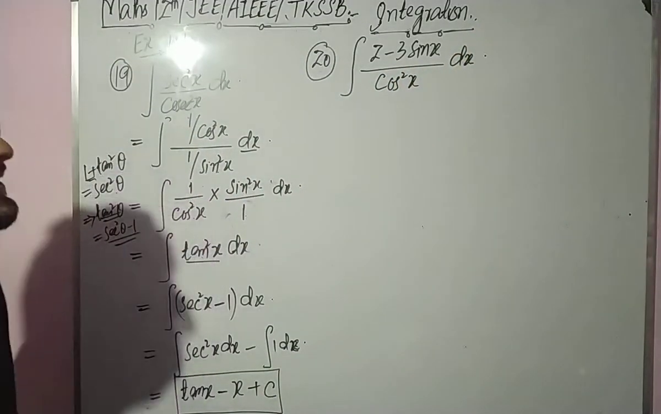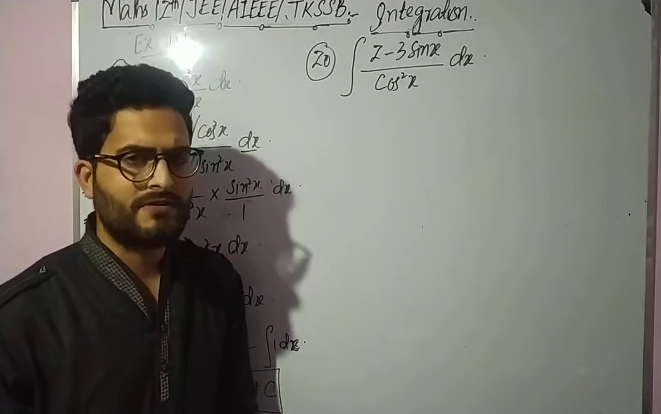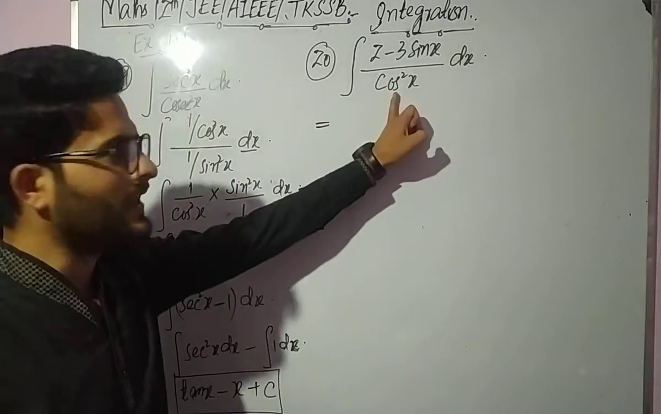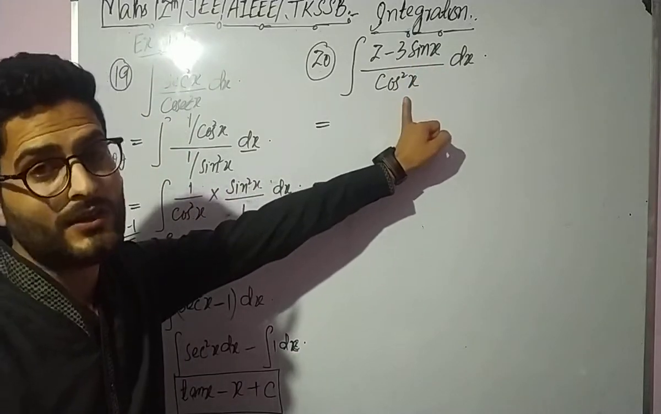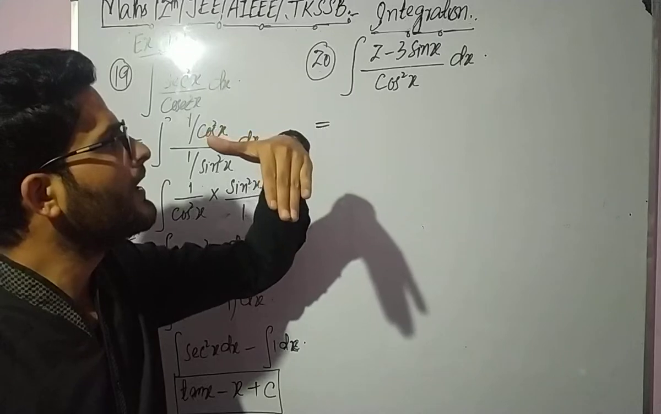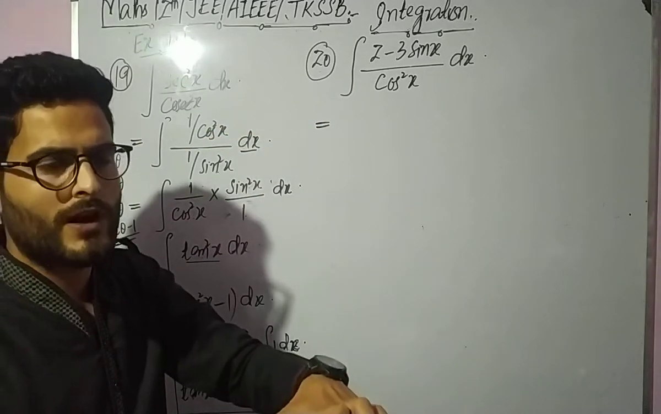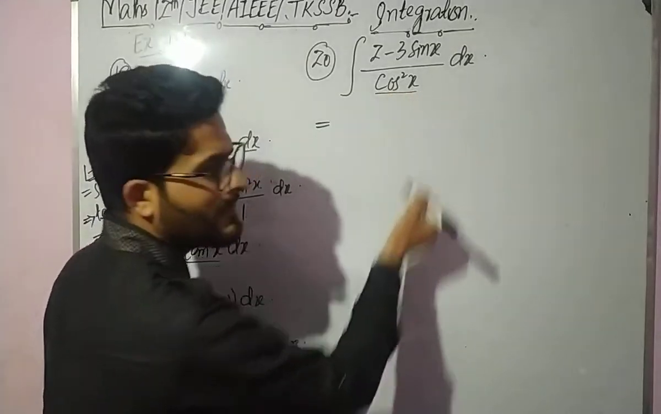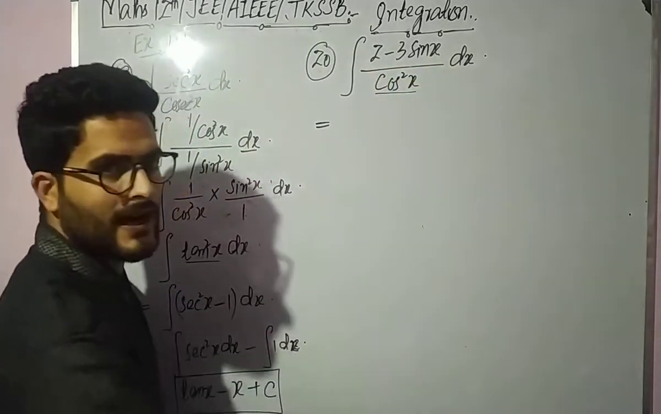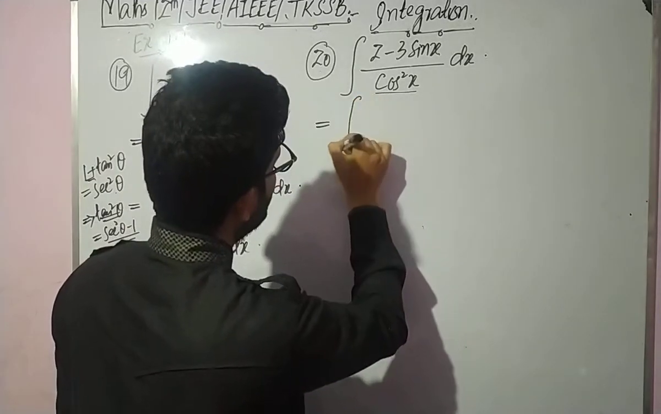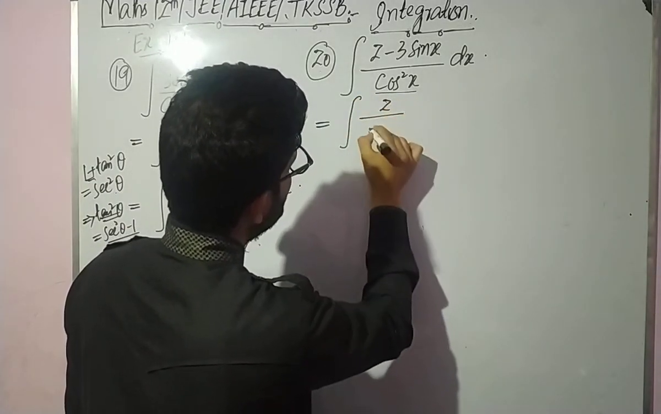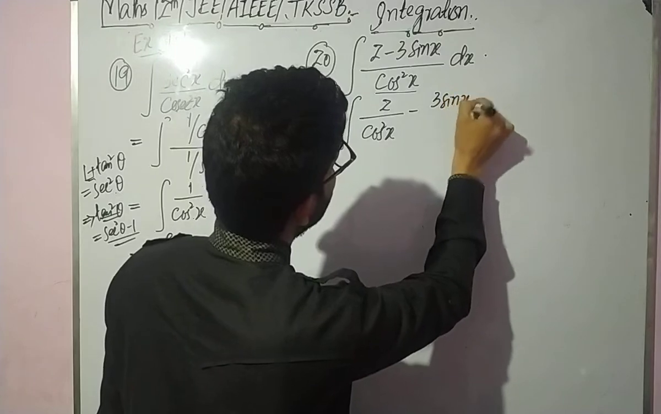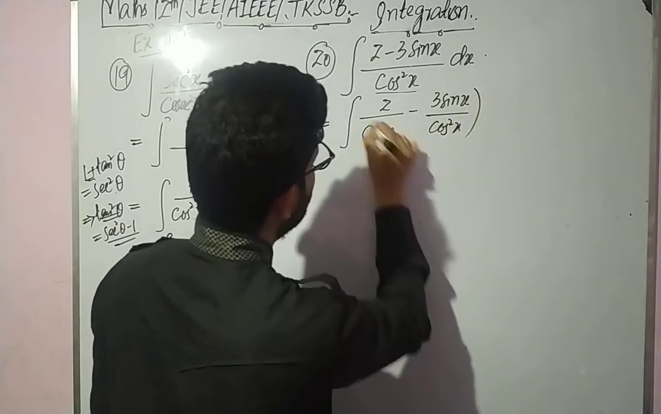Again, a nice question. So integration of 2 minus 3 sine x divided by cos square x dx is all about question number 20. If we look at the integrand, 2 minus 3 sine x divided by cos square x, this is again not in the standard form, so we have to put this integrand into the standard form, and after that we can integrate the function. Since cos square x is a common denominator, the 2 will be separate and the 3 sine x will be separate, so divide them. It will become integration of 2 divided by cos square x minus 3 sin x divided by cos square x whole dx, right?